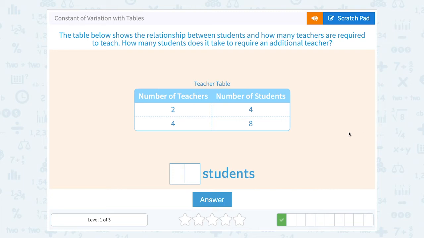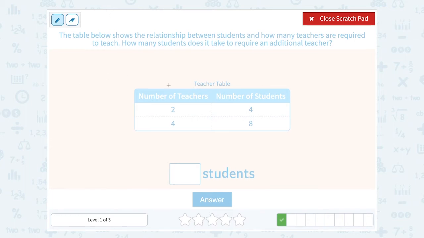The table below shows the relationship between students and how many teachers are required to teach. How many students does it take to require an additional teacher? Okay, well remember we said this is our X column and this is our Y column. So if I want to figure out the students per teacher, right, how many students to require an additional teacher, I would take the Y value divided by the X value for either point. So let's say I took the first point, (2, 4).